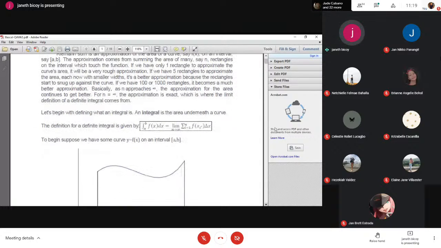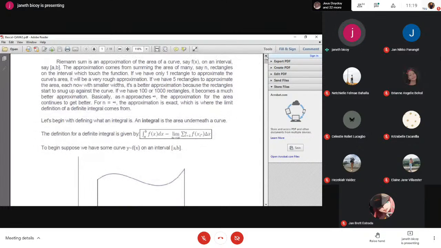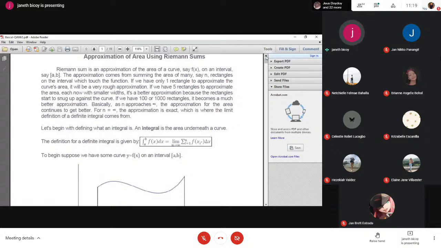But the concept of Riemann sum is an approximation. When you say approximation, it's not really exact. It's not really the exact value that we're going to get. So an integral is the area underneath a curve, and this is given by f of x sub i times delta x. Delta x will just be the width.